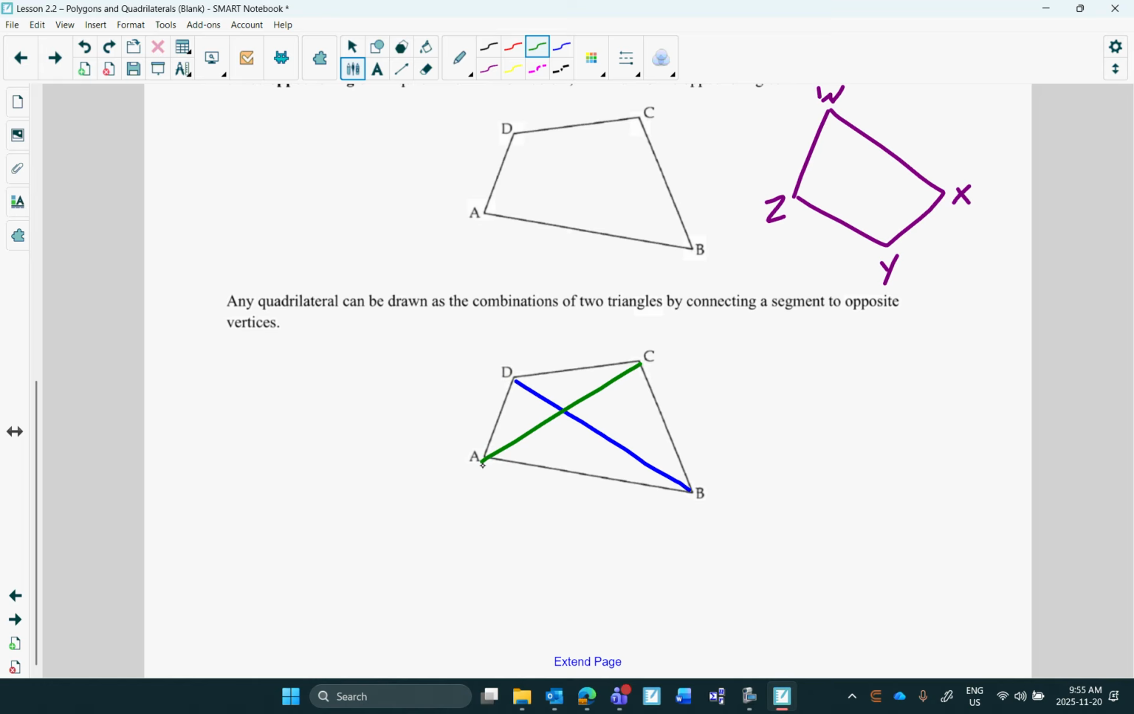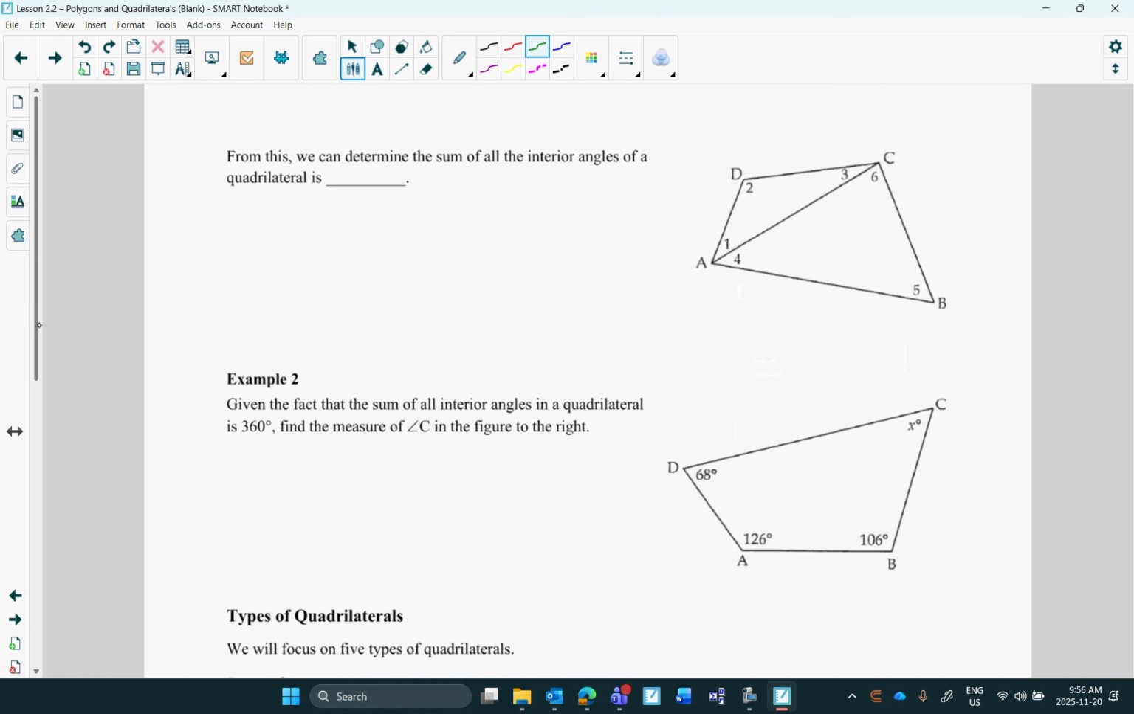What is the sum of all three angles in a triangle? 180 degrees. So if we take this one, we know that these three angles have a sum of 180 degrees. We know these three angles have a sum of 180 degrees. If we put them together, all the angles in the quadrilateral will have a sum of 360.